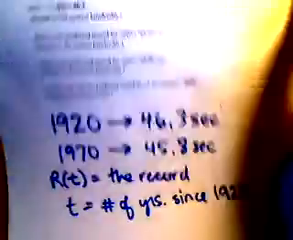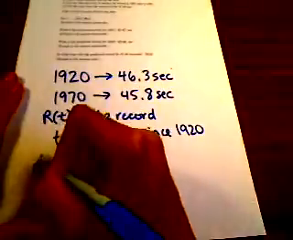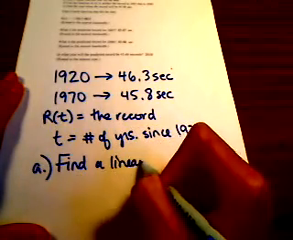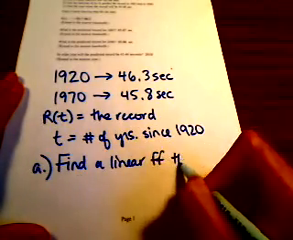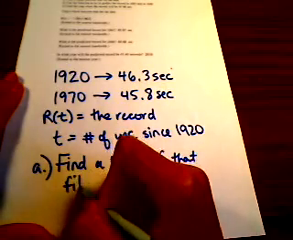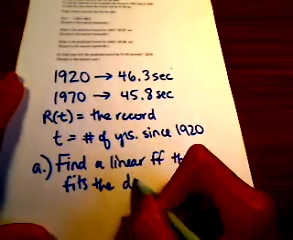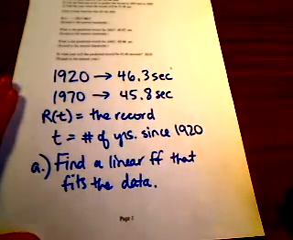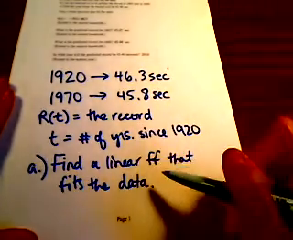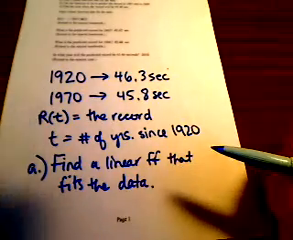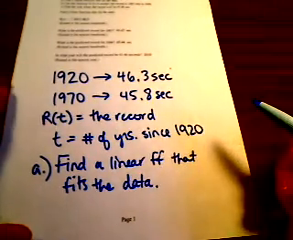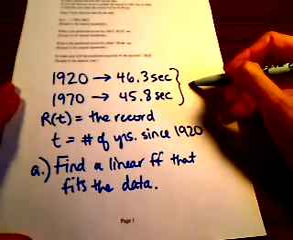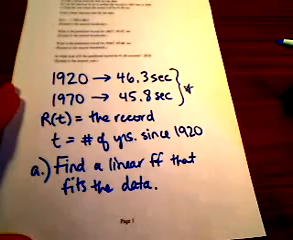A is find a linear function that fits the data. So in part A, we're finding a linear function that fits the data. F is my abbreviation for function. If we want to find a linear function that fits the data, we have to find an equation of a line. Essentially, that's what it's asking us for. So we need to take this information right here and create a couple of ordered pairs out of it.